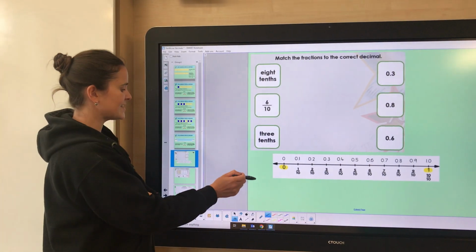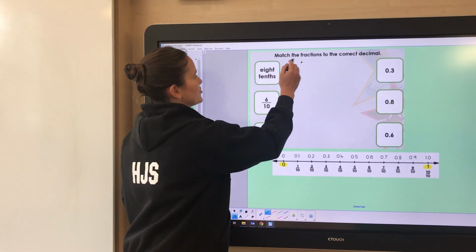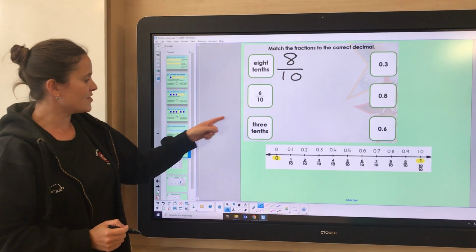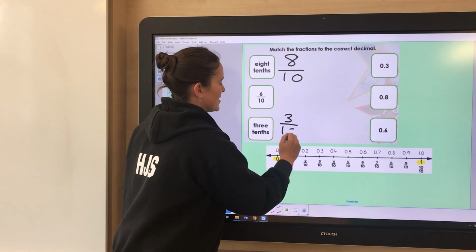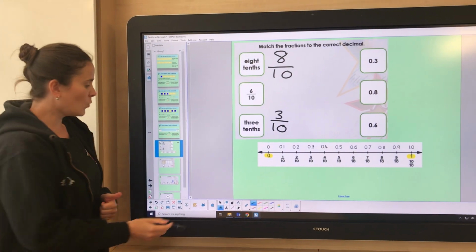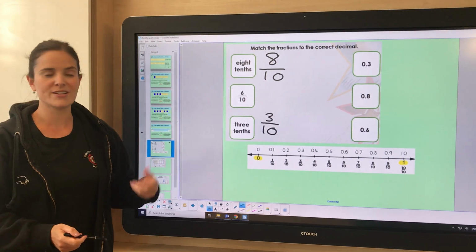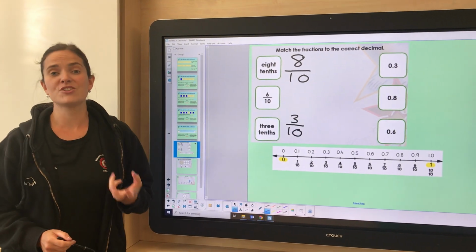So, what I can do is have a look at 8/10. I know to write that like this. And then 3/10. I know to write it like that. Hopefully, once you have got the numbers written in the same representation, we can see how to match them up.